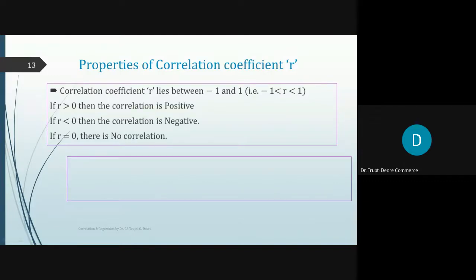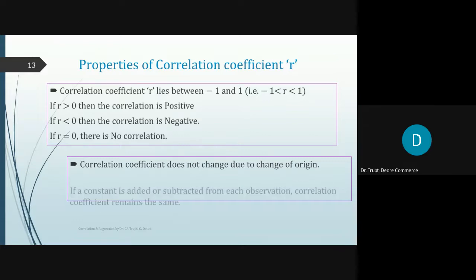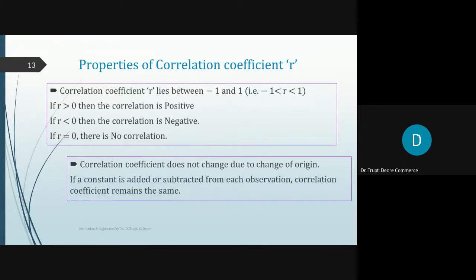Next one. Correlation coefficient does not change due to change of origin. It means if you add something to each observation, or you subtract anything from each observation, then the correlation coefficient remains the same. There isn't any change in the correlation coefficient. Why? Because it calculates deviation from each value, and the same is divided by the number of observations. That's why there isn't any change reflected in the correlation coefficient if the same constant number is added or subtracted from each observation.